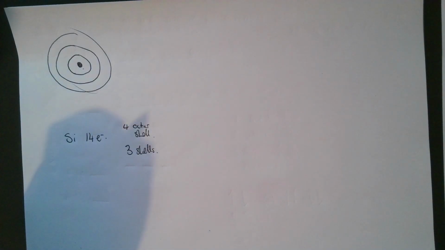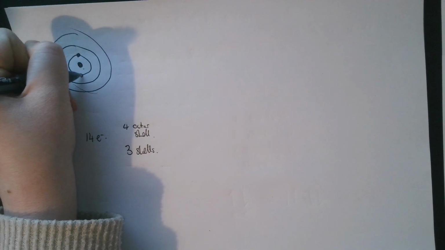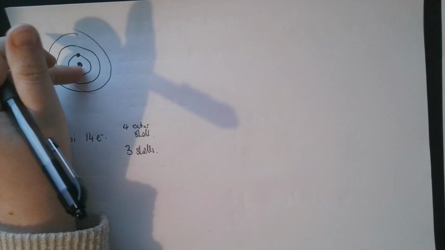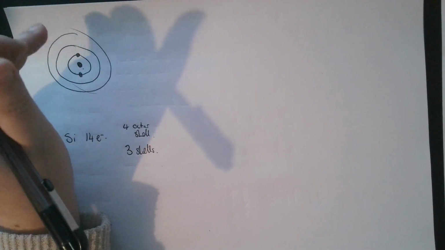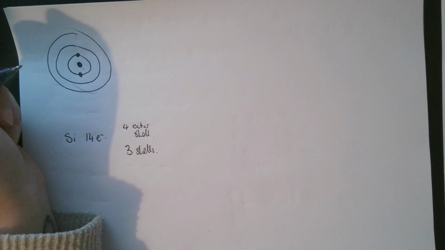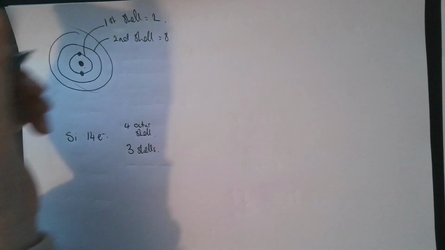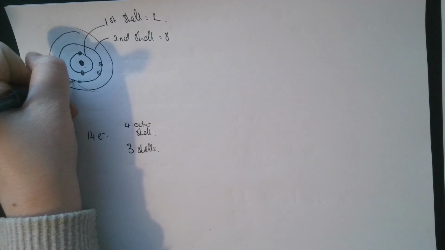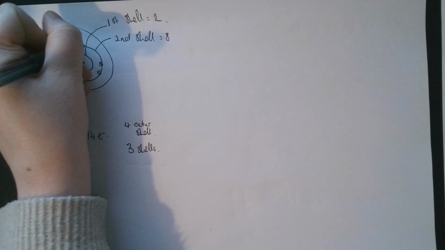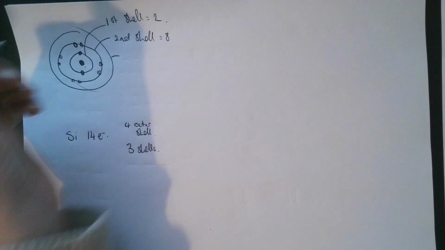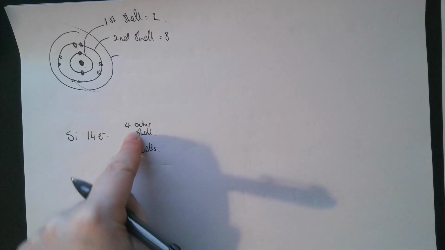Now, as mentioned before, the second shell can only hold 2 electrons, and in this video we're going to cover why. Just keep that in mind. Now, the first shell, we have 2. Second shell, we can hold 8. That's 1, 2, 3, 4, 5, 6, 7, 8. And then the third shell is the outer shell, and that has 4.